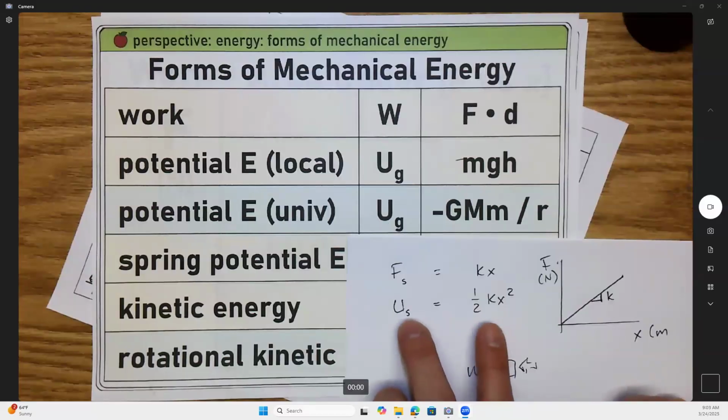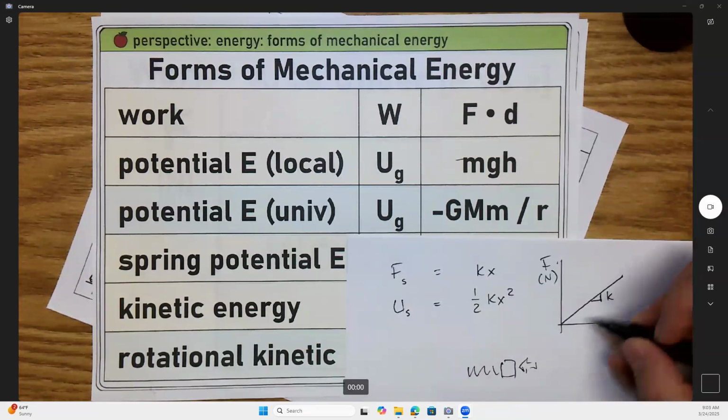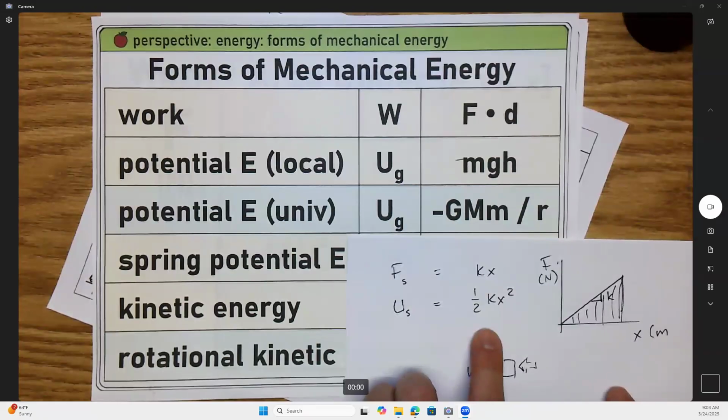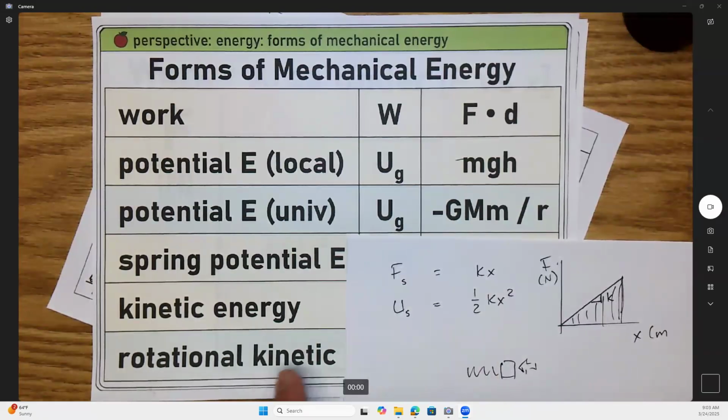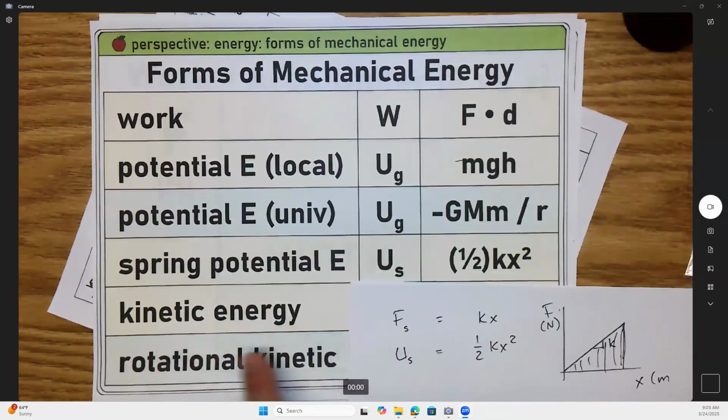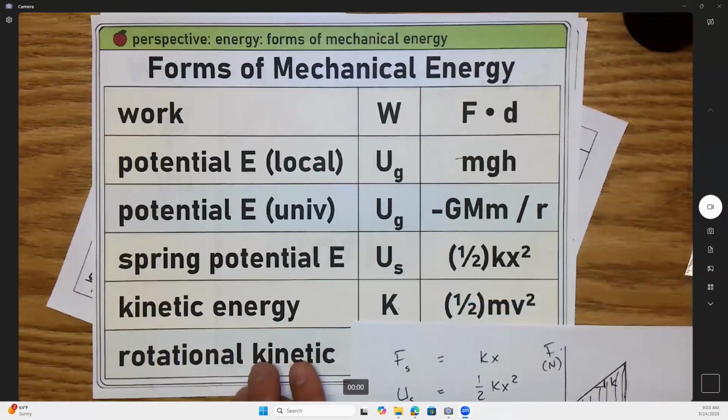Okay. The energy in the spring, or the work done to compress it, which is the same amount of energy, is what property of that graph? Yeah, the area under the curve. If you find the area of that triangle right there I just hatched in, that's also 1/2 kx squared as a formula, isn't it? Same thing. All right, so you guys got that. What's the energy of motion? Kinetic energy, 1/2 mv squared.